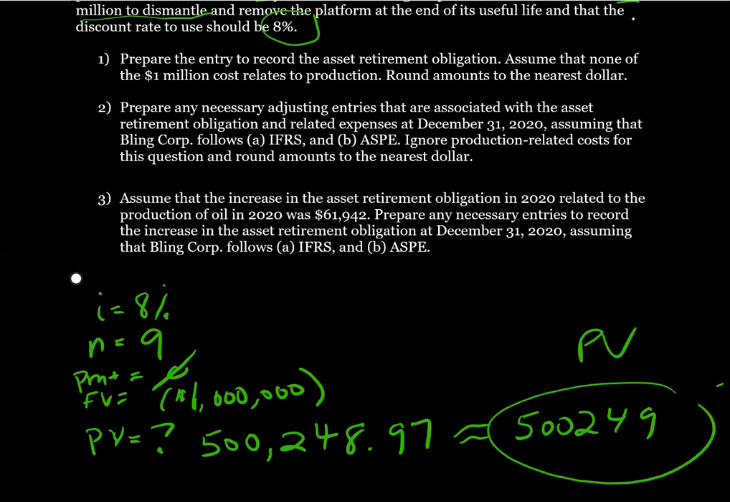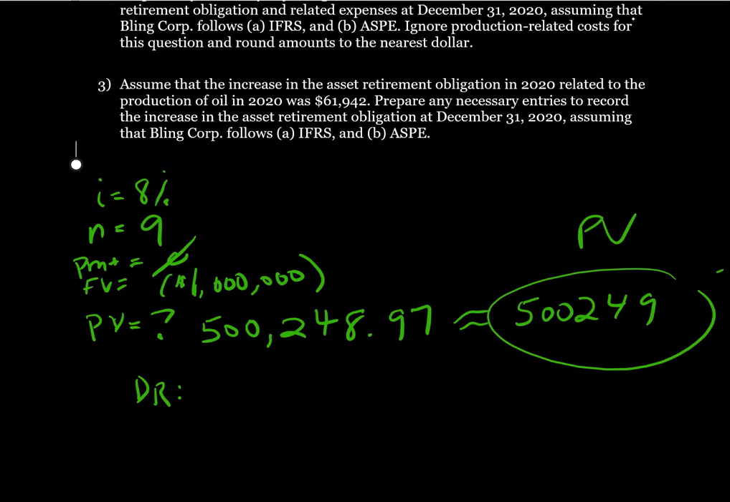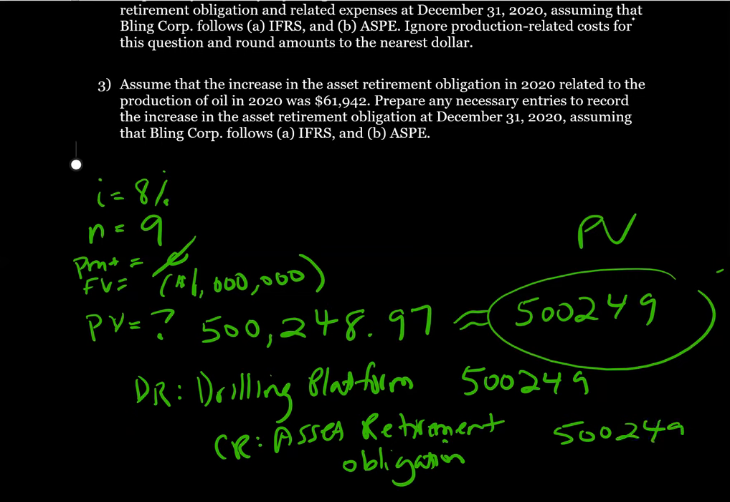So what's our journal entry then going to be to record the asset retirement obligation? Well, we are going to record a debit to the drilling platform, because it's part of the asset that we're going to capitalize. So debit drilling platform, 500,249, and credit, we're going to set up a liability called asset retirement obligation. And that is going to sit as a liability on our statement of financial position. And this is our capital asset as the debit. So of course, this is going to be the 500,249.